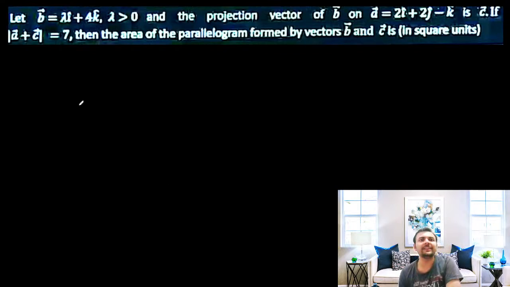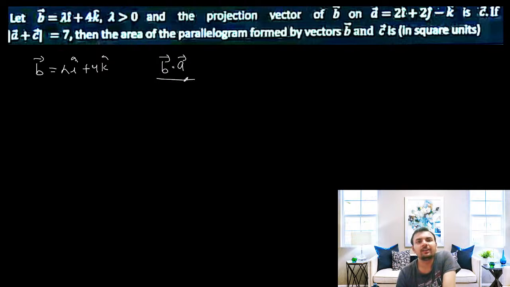Now we have let b vector equal to lambda i cap plus 4k cap. Projection of b on a. That means b vector dot a vector upon mod a vector is c vector. That means it is also along a vector. Then can we say that it is a vector by mod a vector, which is c vector?